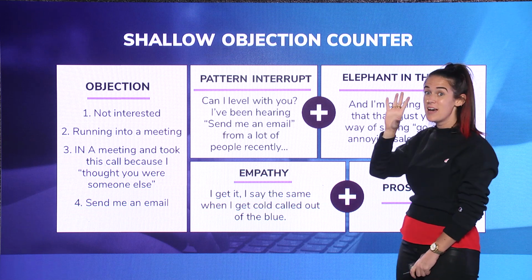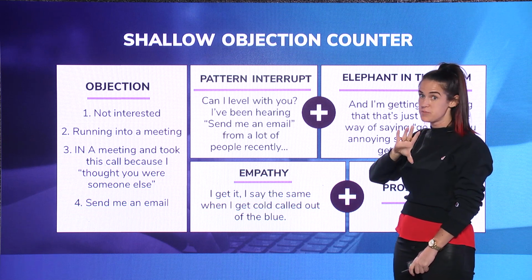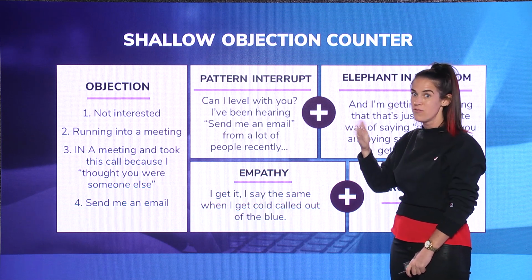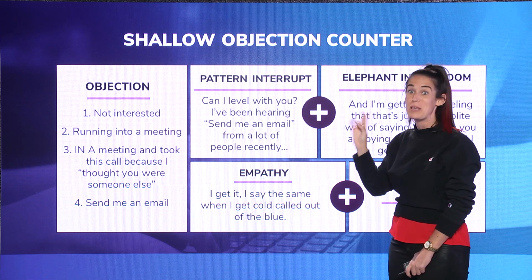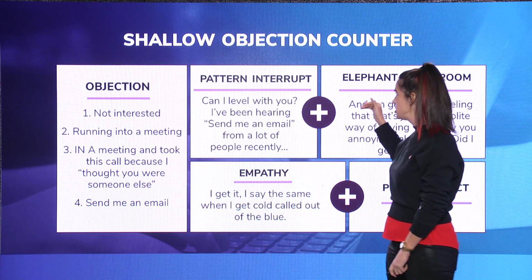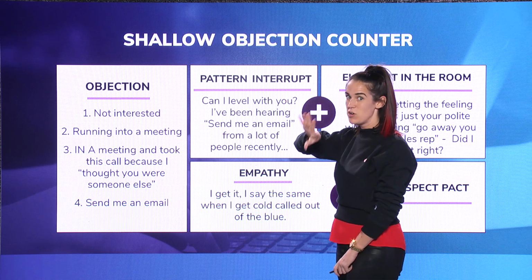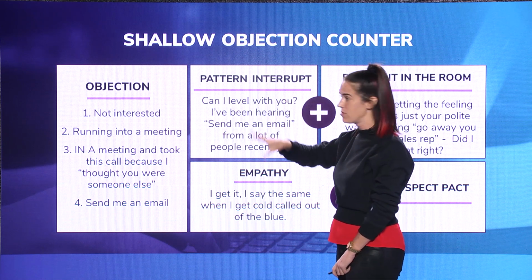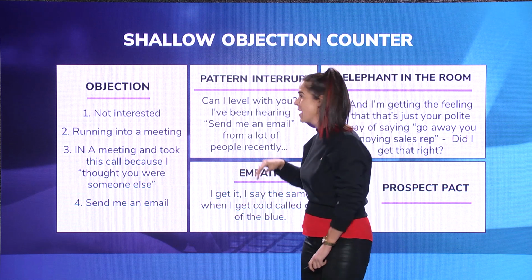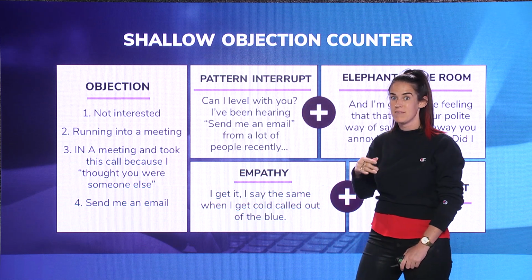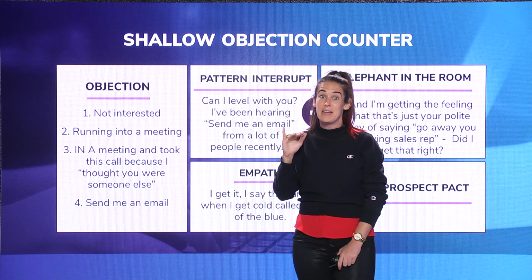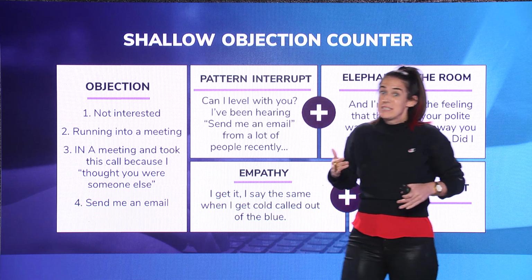But if you have a suspicion that this is a shallow objection and this is a quote-unquote blow-off, which we are all quote-unquote guilty of doing, number 1, I would start with a pattern interrupt. For more on pattern interrupts, go to Silver Bullet Central, and I have a whole session on all the different kinds of pattern interrupts you can do. They would say, hey Beck, I'm running into a meeting. I'd say, can I level with you? I've been hearing send me an email from a lot of people recently.